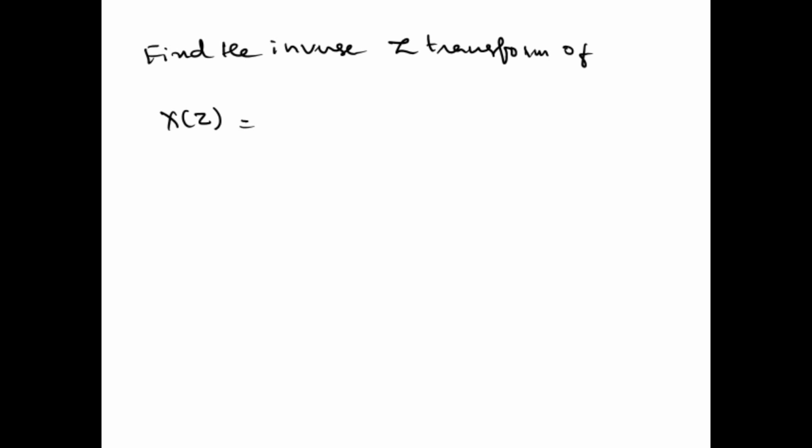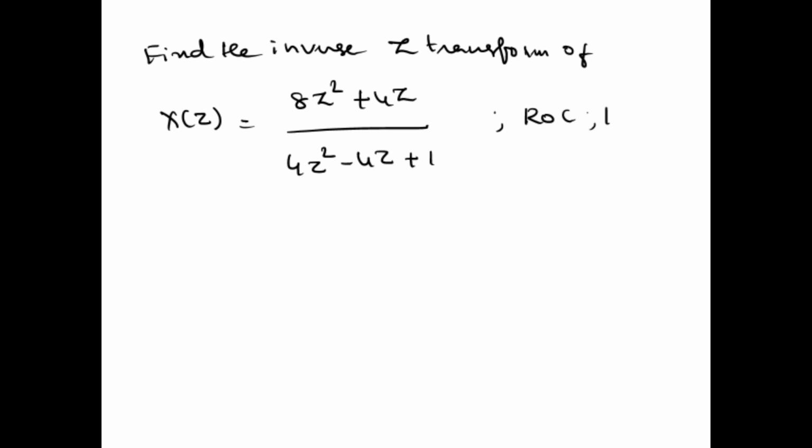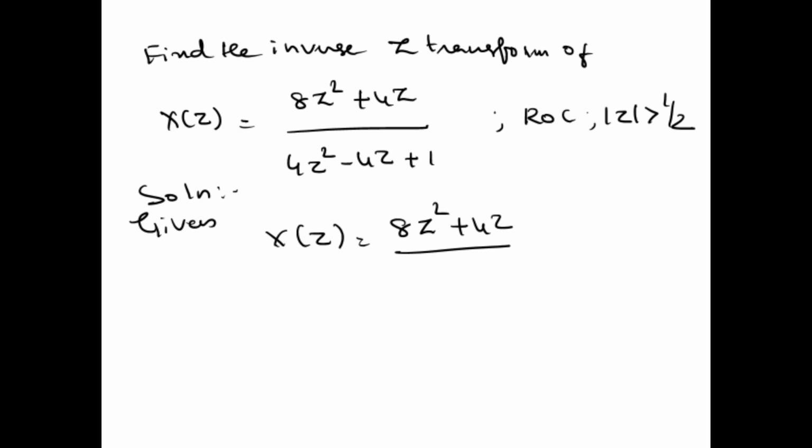Find the inverse z transform of x of z is equal to 8z square plus 4z divided by 4z square minus 4z plus 1 with ROC mod z is greater than half. It is given x of z is equal to 8z square plus 4z divided by 4z square minus 4z plus 1.